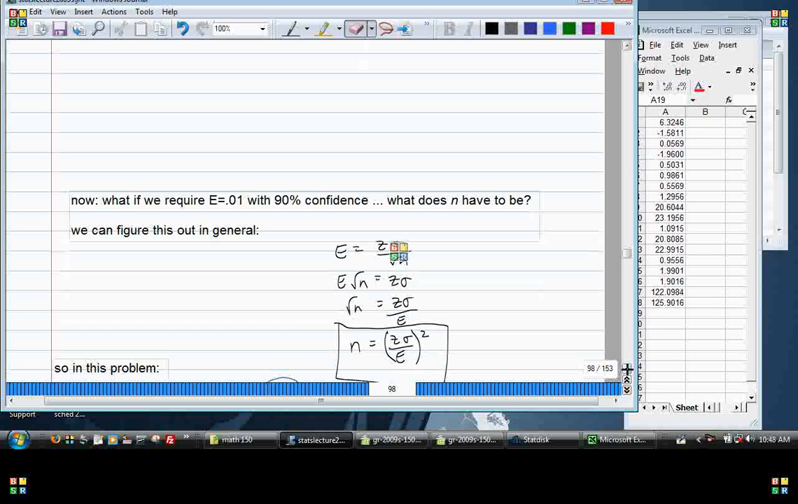At the very least, I've equipped you with this formula. So if the homework just says, what is n, you now know how to answer that question. Just use this formula.